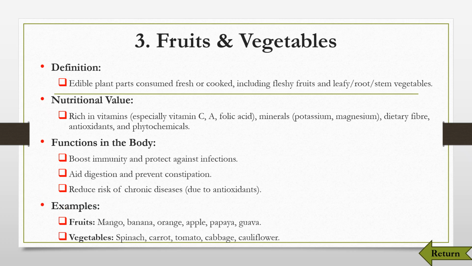Fruits and vegetables. Fruits and vegetables are loaded with vitamins, minerals, fiber, and antioxidants. They keep our immunity strong, digestion smooth, and protect us from chronic diseases. Ever heard the saying, eat the rainbow? It means include colorful fruits and veggies like spinach, carrots, papaya, and guava every day. So, what color was on your plate at lunch today?